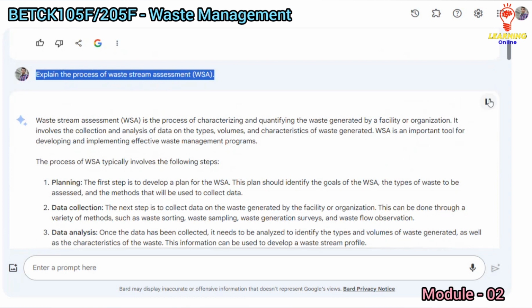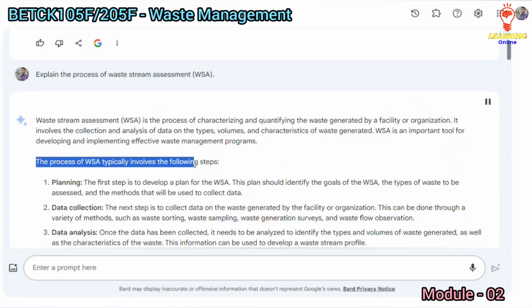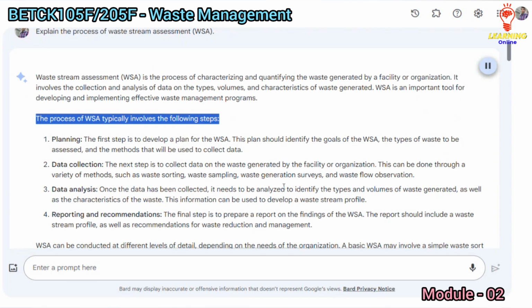Waste stream assessment (WSA) is the process of characterizing and quantifying the waste generated by a facility or organization. It involves the collection and analysis of data on the types, volumes, and characteristics of waste generated. WSA is an important tool for developing and implementing effective waste management programs. The process of WSA typically involves the following steps.